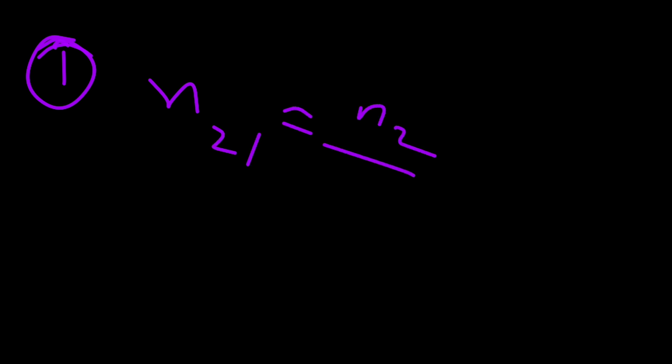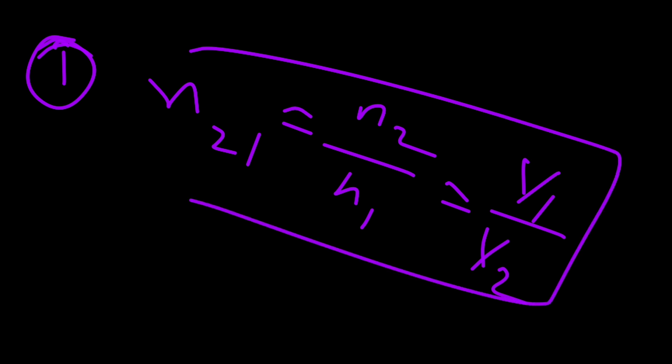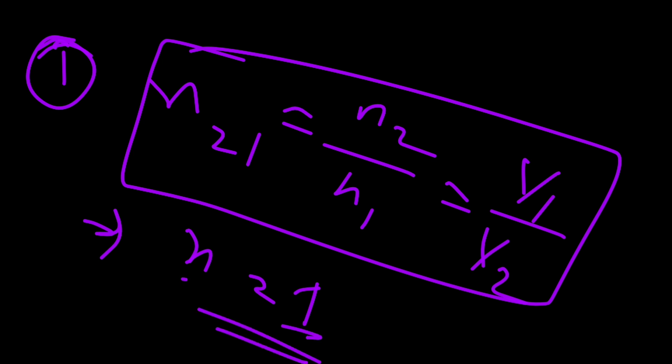So let's close this video with some simple questions. Write the formula for relative refractive index. N21 is equal to N2 by N1, or else V1 by V2. The relation has to be very clear. What is the value of relative refractive index when both mediums are same? If both mediums are same, when you divide those two, you will get the answer 1.